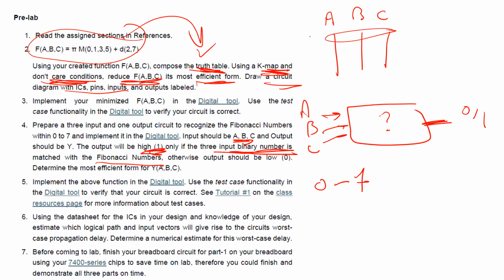in 0, when it is 0, you have to put 1. In case of 1, you have to put 1. In case of 2, you have to put 1, because these are Fibonacci numbers. For example, in case of 8, you have to put 0, because 8 is not a Fibonacci number. This way, you can create the truth table.